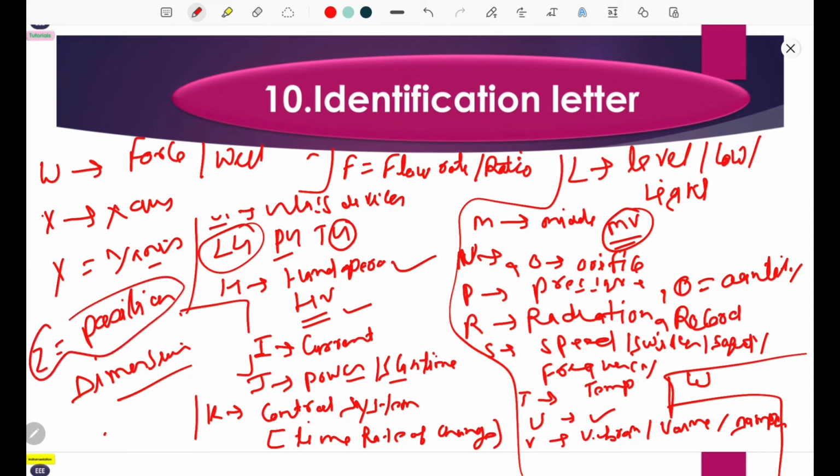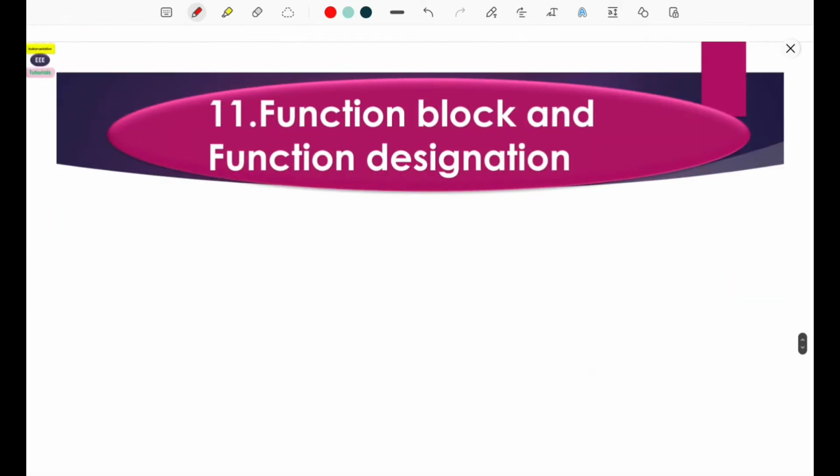So these are the identification letters generally used in any P&ID. You should also know the identification. It may have different identification in your P&ID, but generally these are the basic identification which are used. Now the second part in this part 5 is function blocks and function designations.